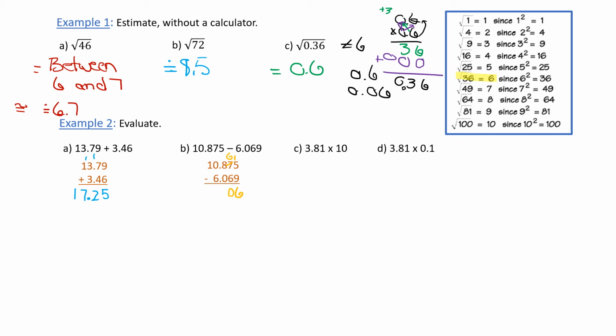Now I'm at the tens, which is an 8 minus 0. That's an 8. And I have a decimal there. And then I'm just going to do 10 minus 6. These last 2 pieces I can do together here. 10 minus 6 is 4. 4.806.